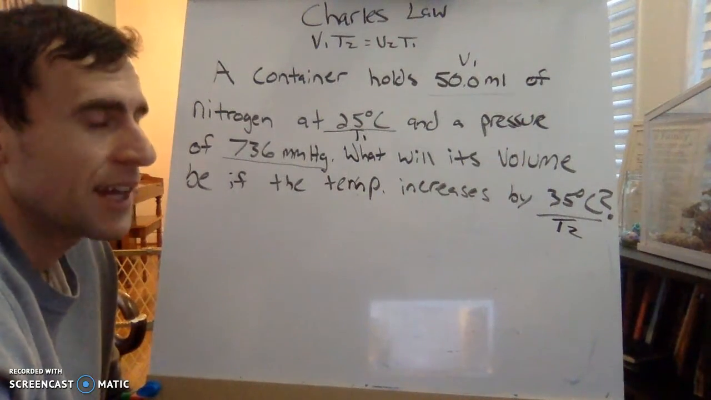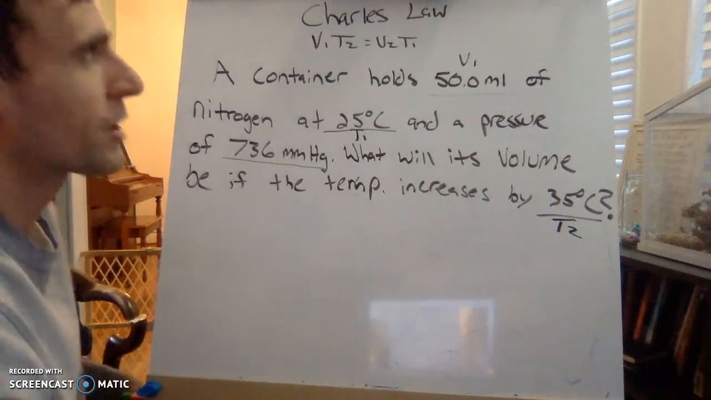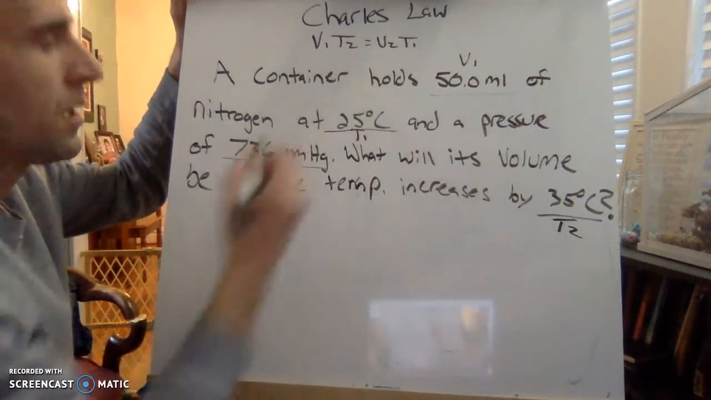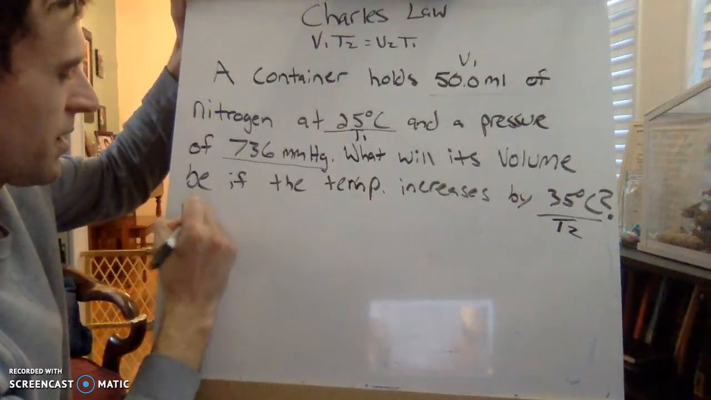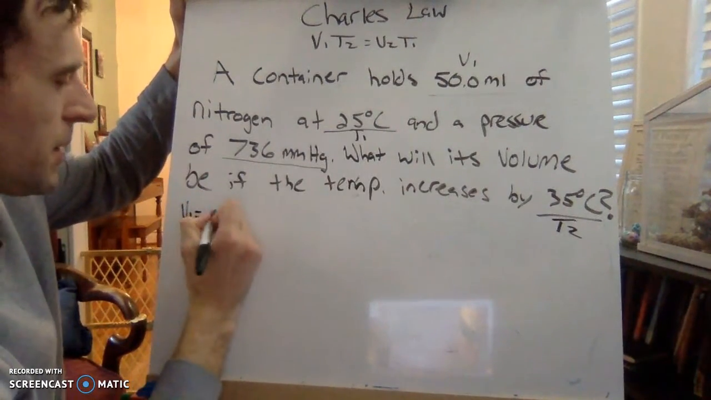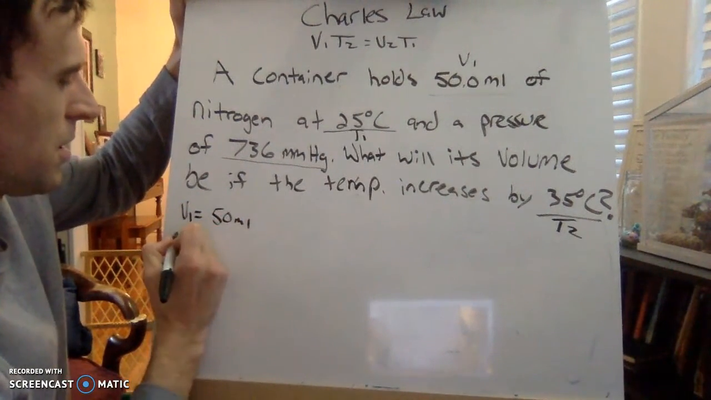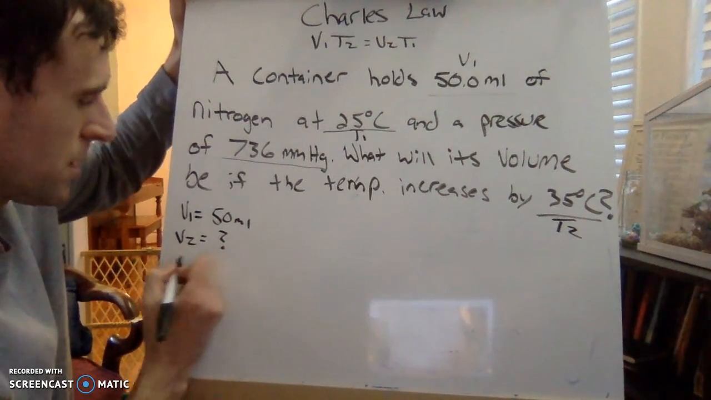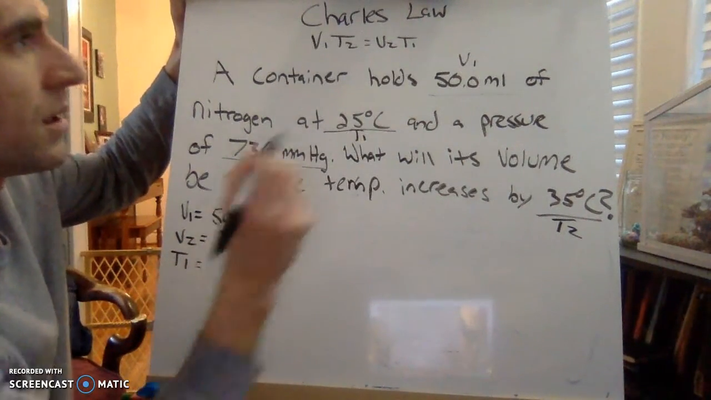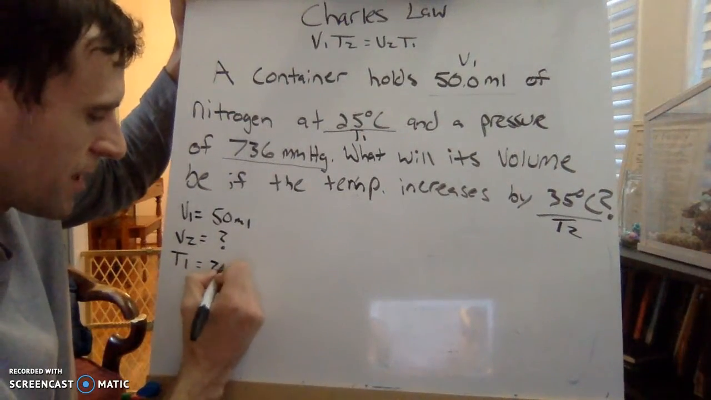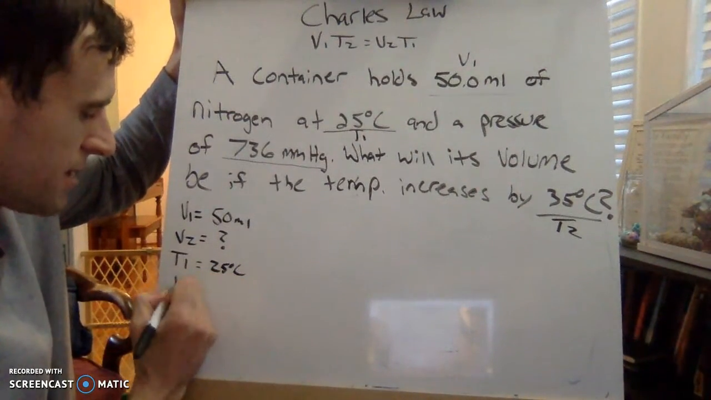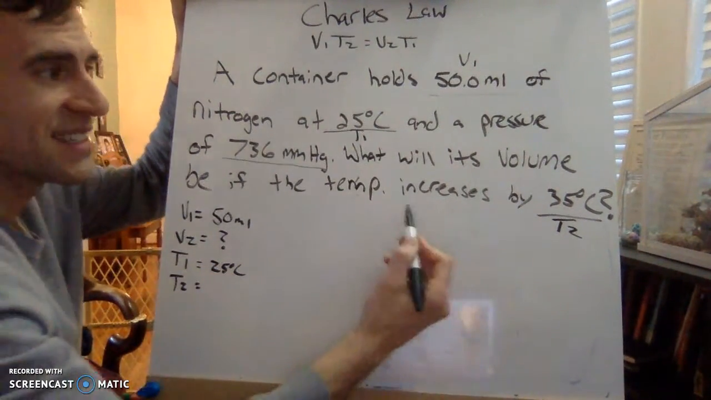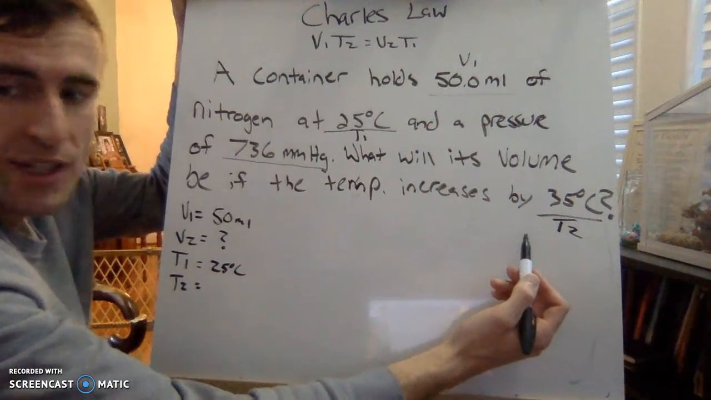So here we go. Let's set up our equations. We know what we're looking for here. We have V1 equals 50 milliliters. V2, we're searching for. T1 equals 25 degrees Celsius. T2, and this increases by 35 degrees Celsius.